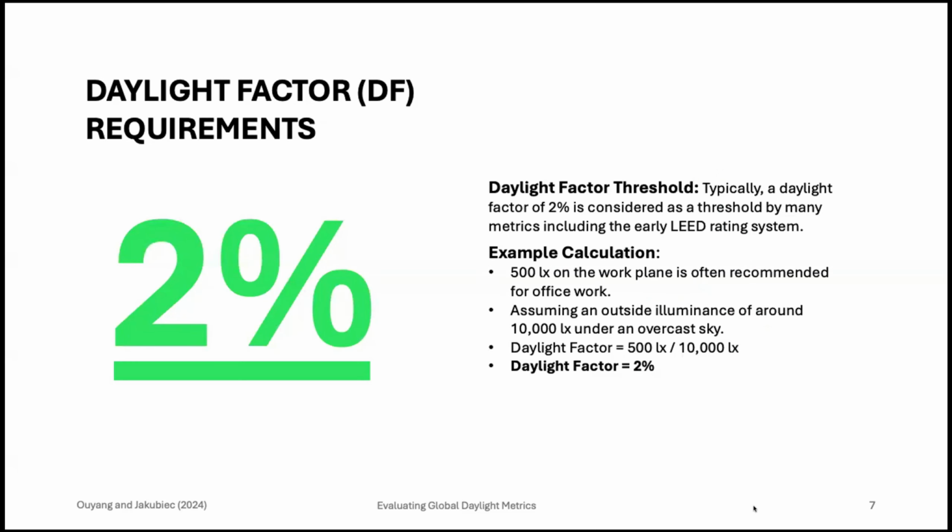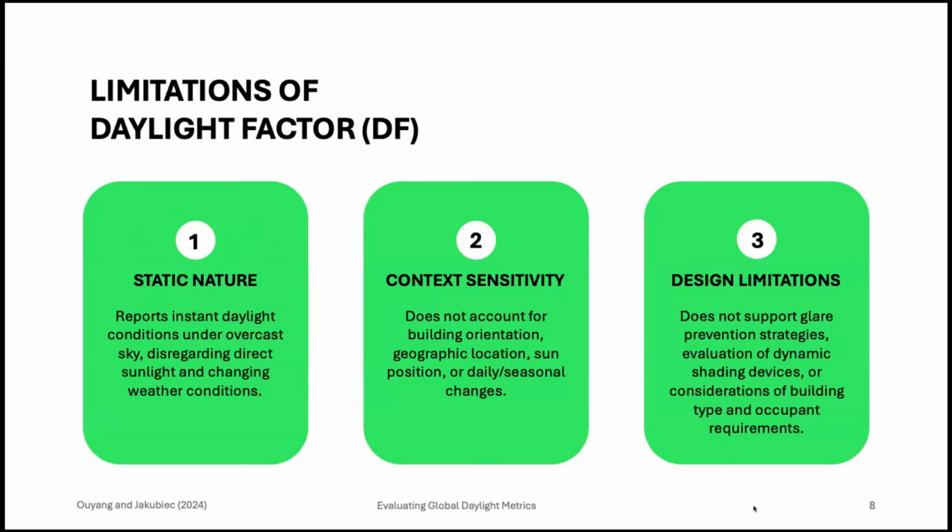Typically, a daylight factor of 2% is considered a threshold by many metrics. To illustrate why this 2% is considered a threshold, we can do some simple calculations. Typically, 500 lux on the work plane is often recommended for office work. So let's assume an outside illuminance of around 10,000 lux under an overcast sky. The corresponding daylight factor requirement is simply 500 lux over 10,000 lux, and the daylight factor is 2%. This aligns with various standards, including the LEED threshold.